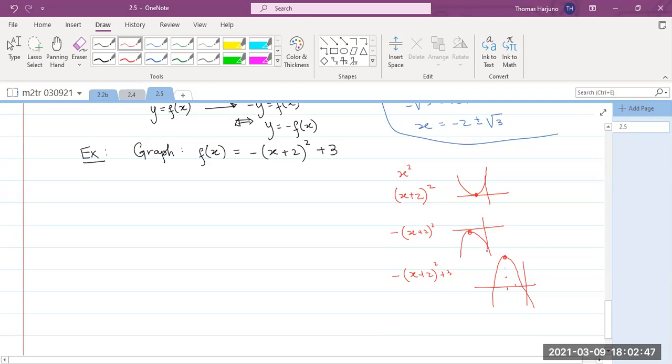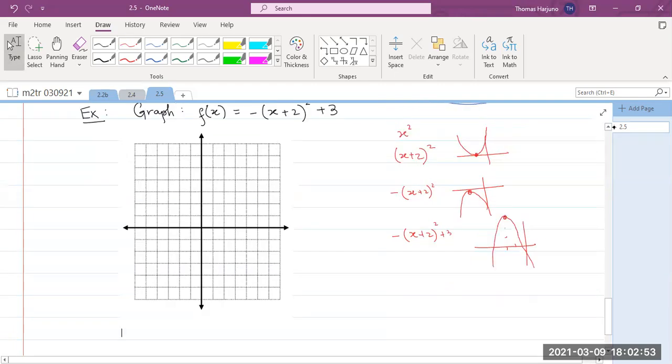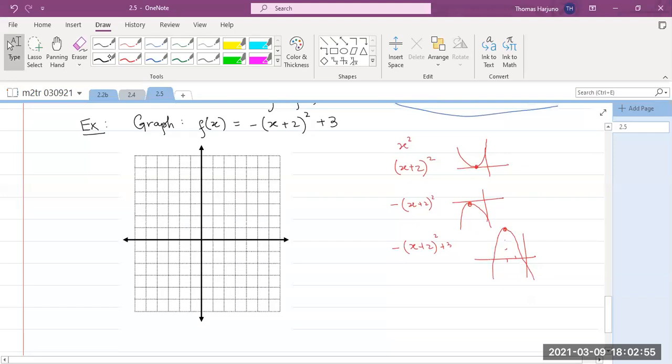Okay, that's the sketch of the graph. Let's graph that in more precise mode. So the vertex is now at negative 2, 3. It's upside down, right? So when I move 1 unit to the right, I'm supposed to go up 1, but instead I go down 1.